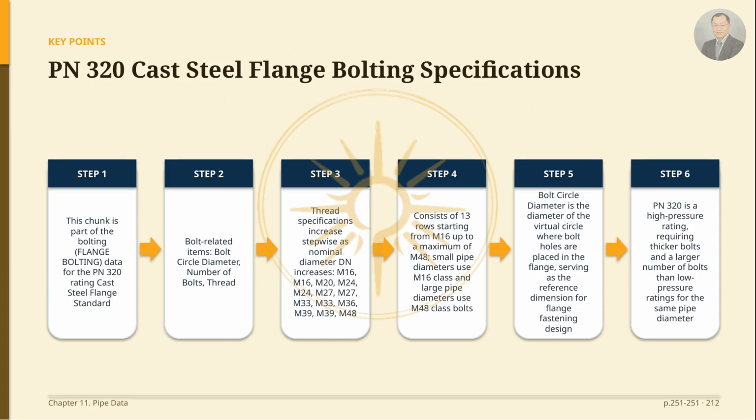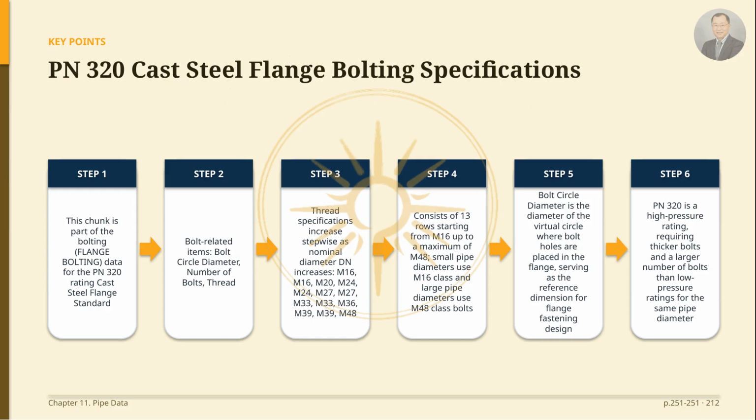This slide is a reference table summarizing the bolting specifications for PN 320 cast steel flanges. It shows the design principle where the bolt circle diameter and thread specifications increase incrementally as the nominal diameter of the pipe increases. For example, while M16 specifications are applied for small pipe diameters, you can see that they increase up to M48 as the diameter grows. Since PN 320 is a high pressure rating, it requires thicker and more bolts compared to low pressure ratings, so please verify the exact dimensions for the nominal diameter during design. I recommend utilizing the table by finding the corresponding pipe diameter in each row and cross-referencing the bolt circle diameter and thread specifications.